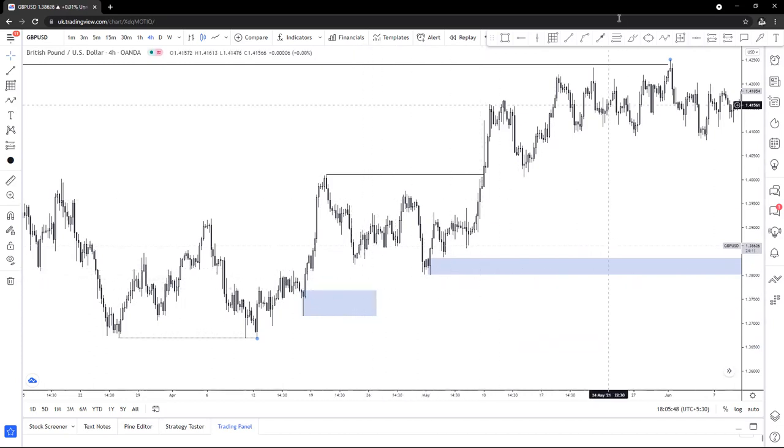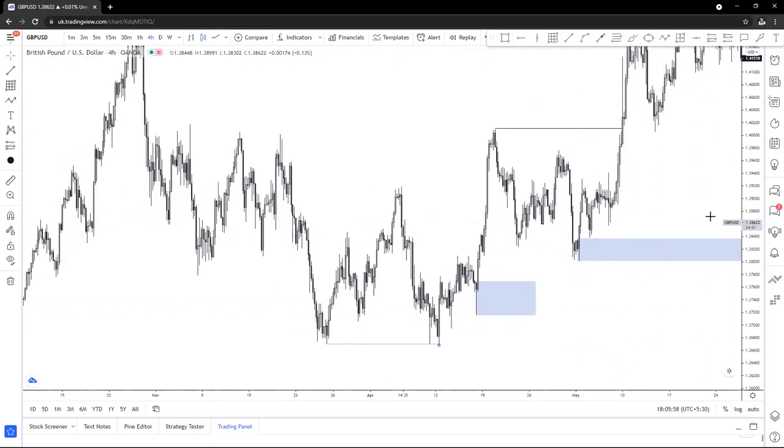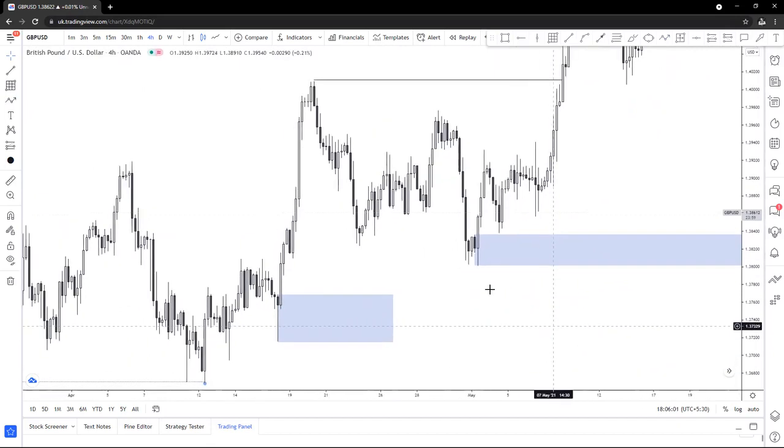Because now after the manipulation, where will price come into? Boom, right here, right? But now there's something else we need to consider. Once you're going to choose an order block, always choose the order block that is closest to the inducement. That's closest to the inducement.